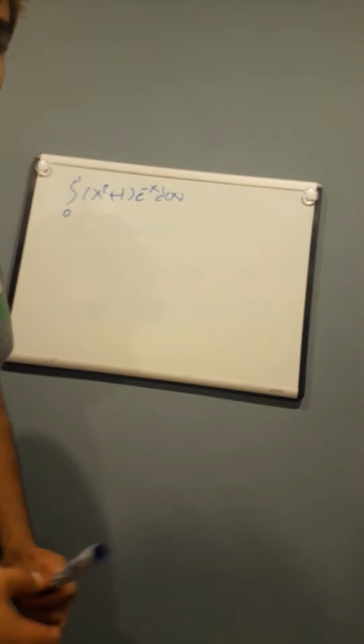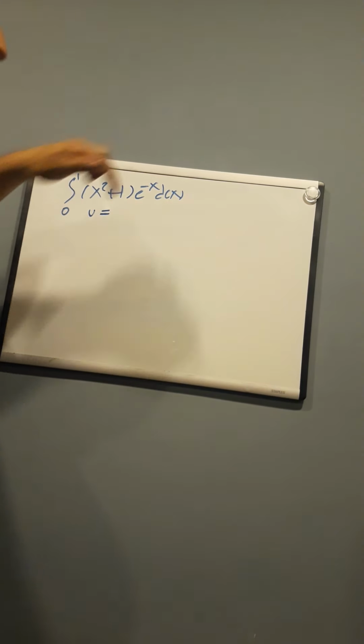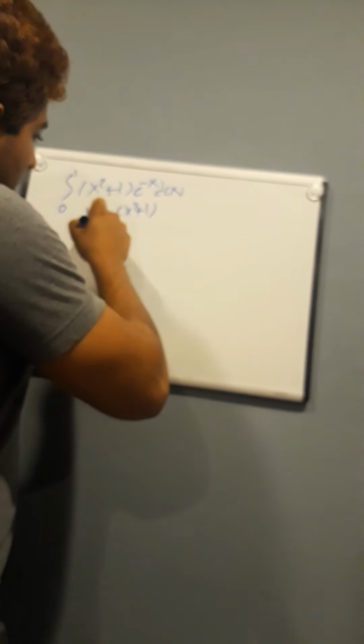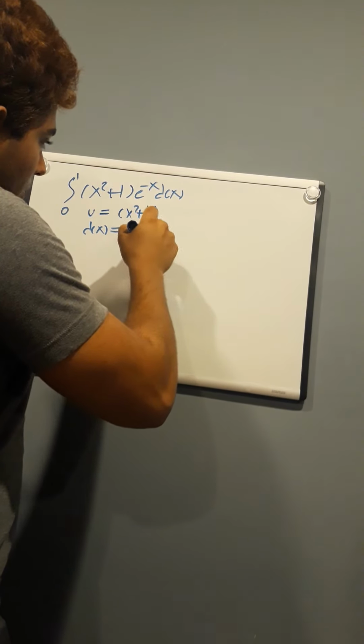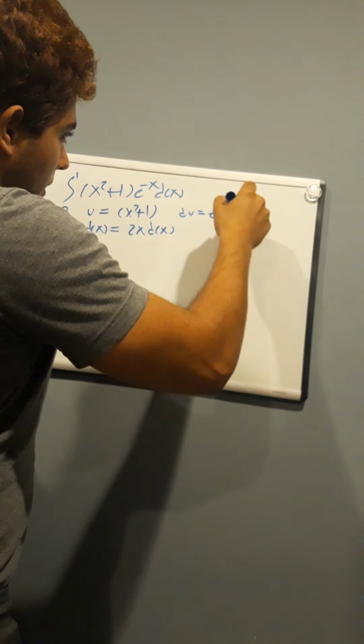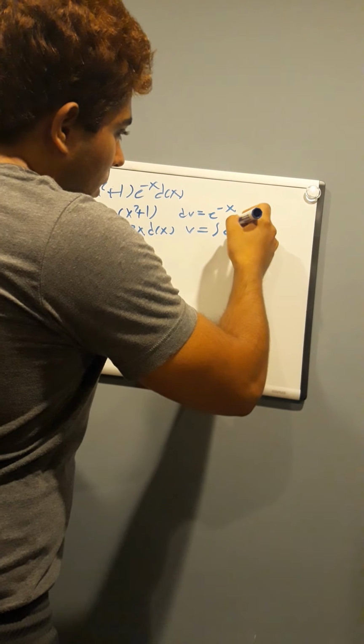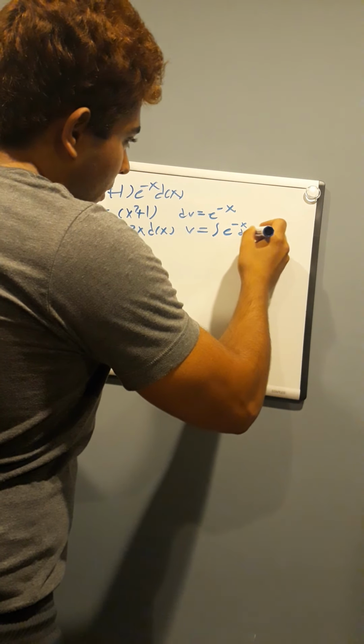We're just going to do it straight up because I said so, and I don't want to do the other one. So u, remember ILATE, this is the algebraic and this is the exponential. This comes first, so I don't want to have to worry about the exponential here. So x squared plus 1 gives du equal to 2x dx, and dv is e to the negative x dx. I just want to go over this so people get ready to rock here.